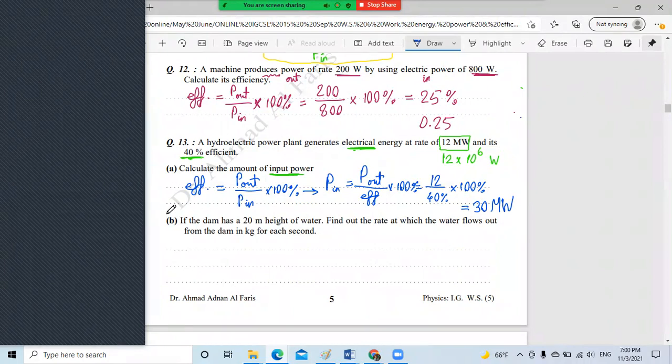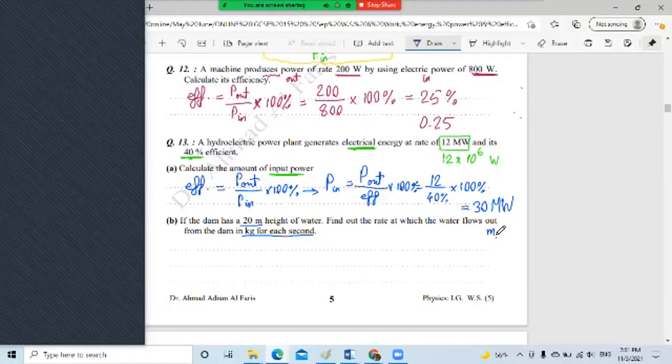The hardest question ever, part B. Look what they ask. If the dam has a 20-meter height, this is the height, this is H, find out the rate at which the water flows out from the dam in kilogram every second. So what do they ask for? They ask about mass every second, mass divided by time. That's what they ask for. Okay, why did they give us the height?